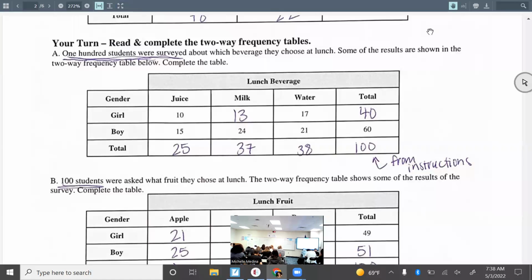All right, so for your turn, part A, here's what you should have. Probably you started with filling in the total for the water, and then maybe you got stuck after that. If you read the instructions, 100 students were surveyed. That is where you get this box, which in turn helps you find this box, then this box, and then the last one. If you get stuck, you're like, there's not enough information, read the instructions. It probably tells you how many students in total were surveyed, which you would put right there. That make sense?